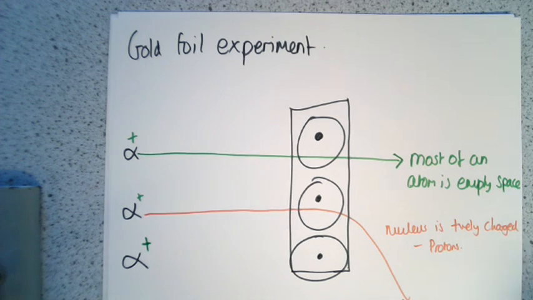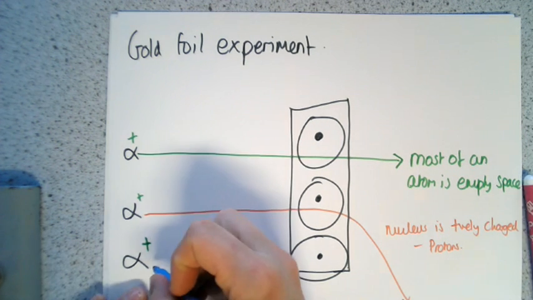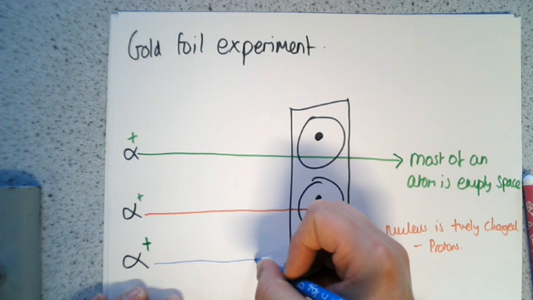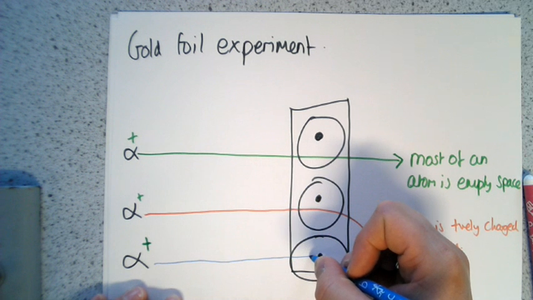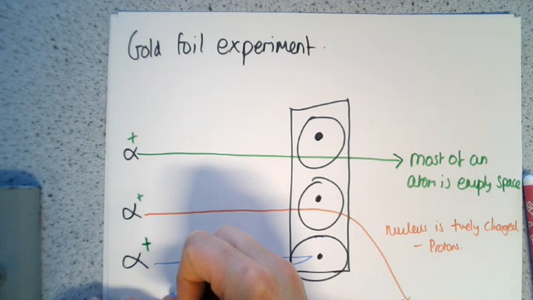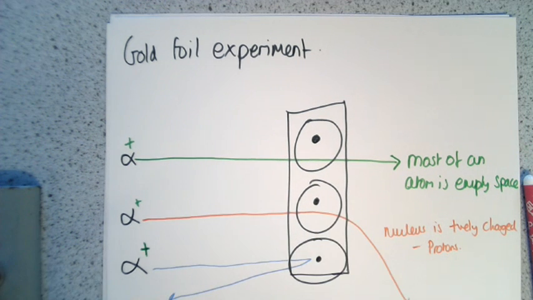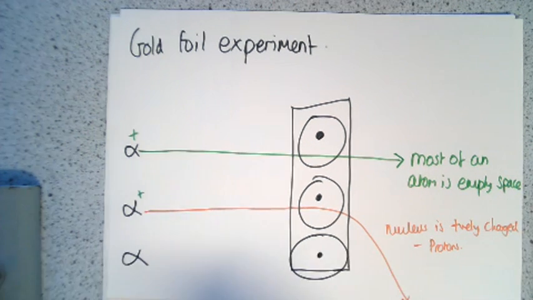Actually, let me just use a pen. Some of the alpha particles headed directly towards the nucleus, and watch where this arrow goes. It has not touched the nucleus. It did not hit it. It did not directly knock into it. It did not bash into it. It got close.